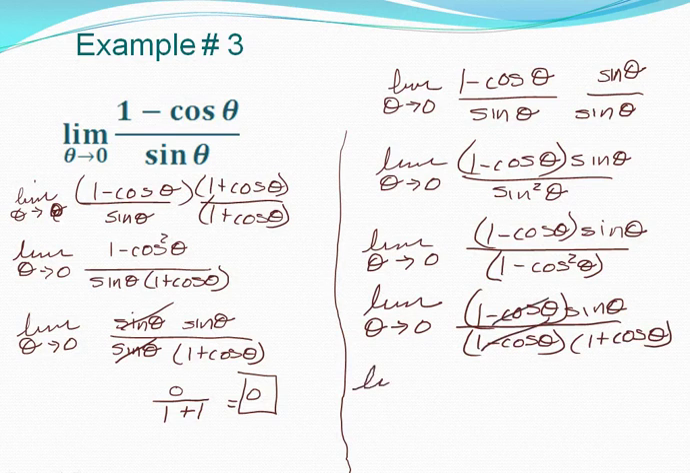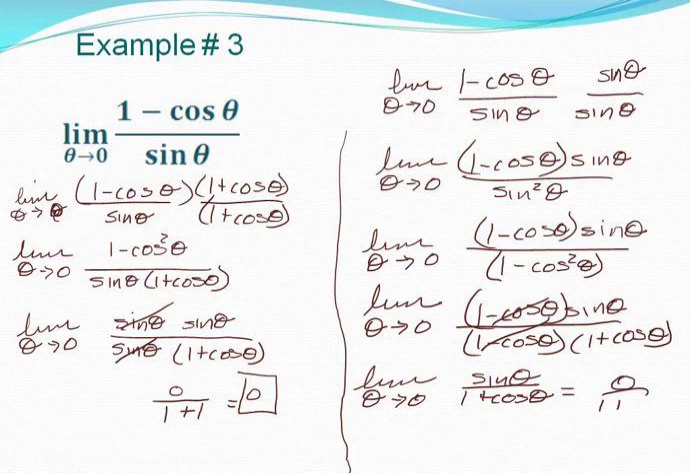And so, as I take the limit, as theta goes to 0, of sine of theta over 1 plus cosine theta, it's the same as saying 0 over 1 plus 1, which is 0. Same answer, slightly different method.